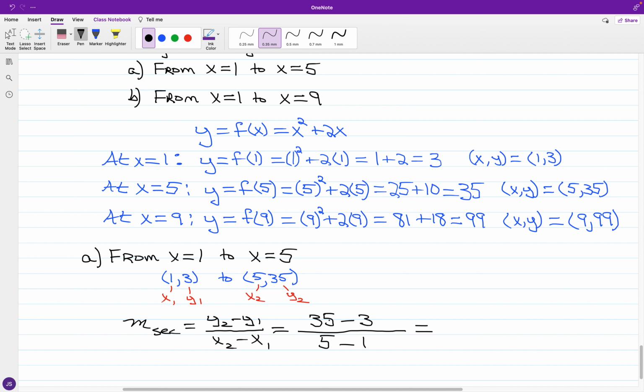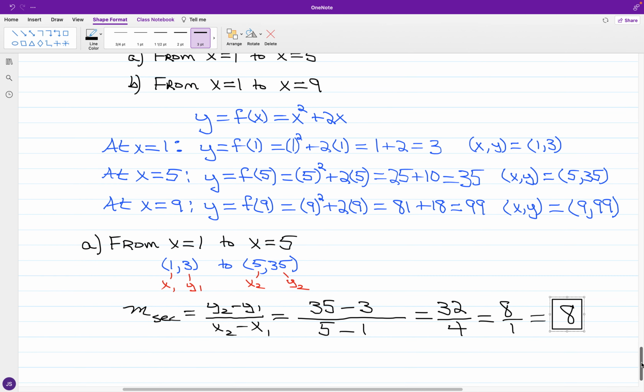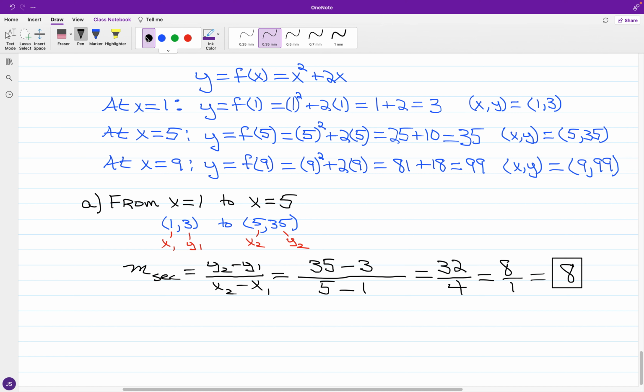Overall, you have a vertical shift of 32 units while having a horizontal shift of 4 units. But breaking it down incrementally, you're looking at an 8-to-1 ratio. So the average rate of change in this case is going to be 8, between x equals 1 and x equals 5. Now, just going out further, we're still with the same initial point, since we're beginning from x equals 1, but this time we're going out further to x equals 9.